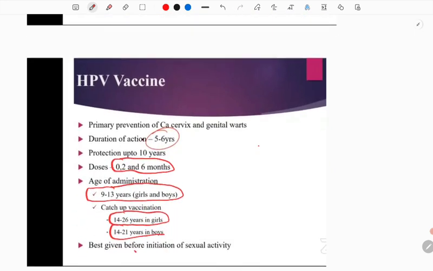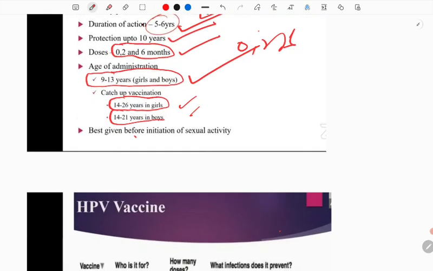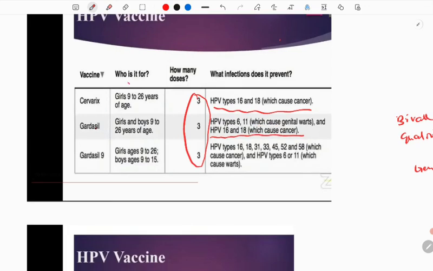HPV vaccines: primary prevention of cancer cervix, genital warts. Protection lasts 10 years. Schedule 0 and 6 months, for 9 to 13 years girls and boys. Catch-up vaccination 14 to 16 years. Best given before any sexual activity. Cervarix, Gardasil 9. Cervarix is 9 to 26.